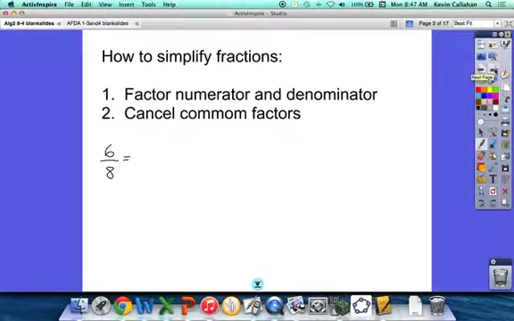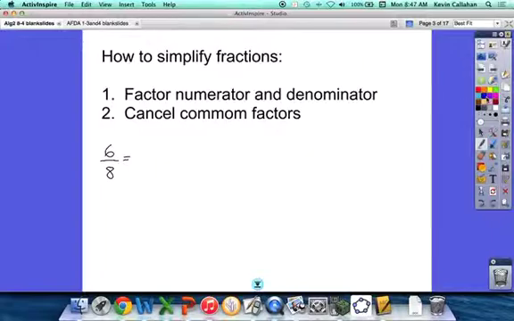So how to simplify a fraction? Generally, some of this stuff, you may not precisely follow these steps, and you might get it right just because you're doing some of it in your head, but it's important to understand these steps when you're doing it with rational expressions, because you're definitely going to have to do this part.